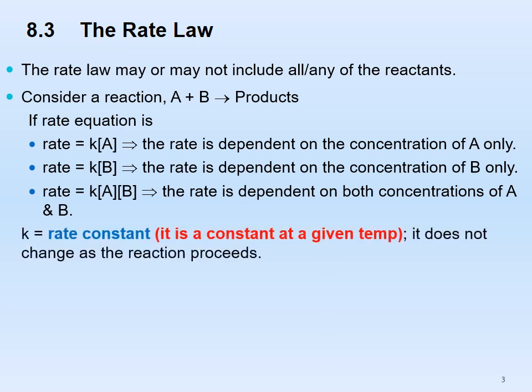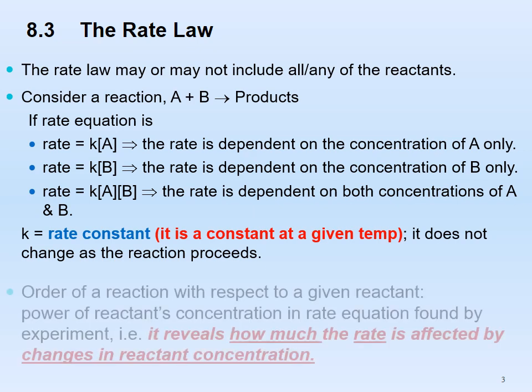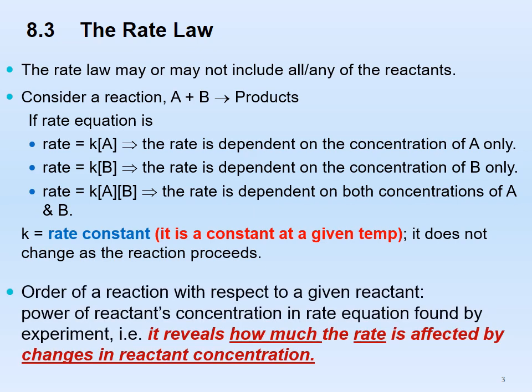Remember that k is the rate constant at a particular temperature. Being a constant, it does not change as the reaction proceeds. The order of a reaction with respect to a given reactant is the power of the reactant's concentration in the experimentally determined rate equation or rate law. That is, it defines how much the rate is affected by changes in the concentration of a reactant.